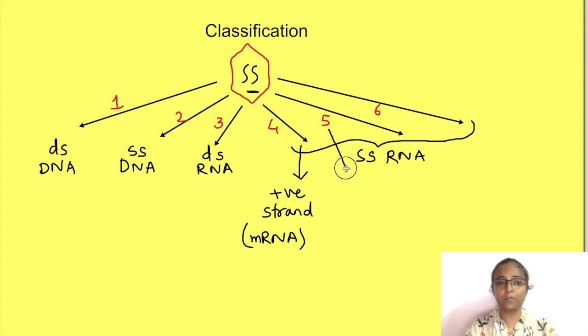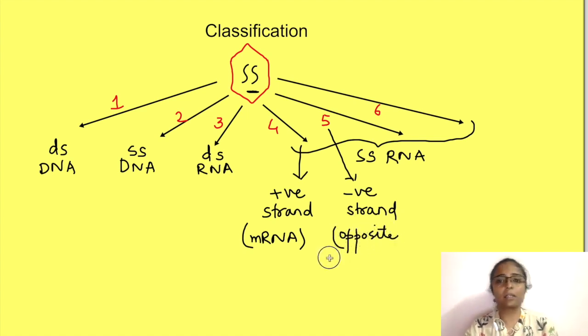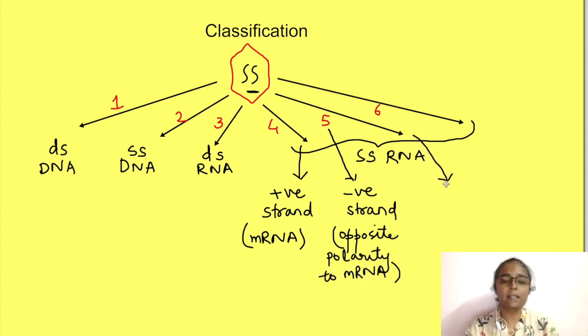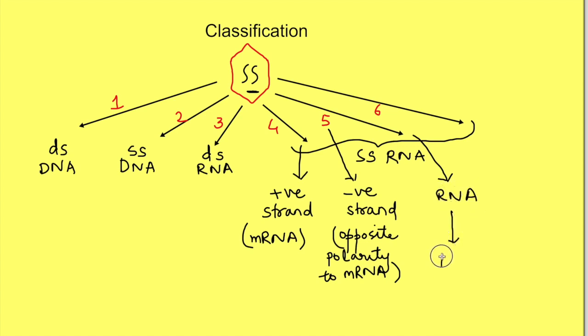While in the fifth class, the single-stranded RNA has opposite polarity to that of mRNA. So, these RNAs need to be first converted to positive sense RNA, which can then be translated to proteins. It is not direct translation. In the sixth class, single-stranded RNA viruses are there, but these viruses have the capability to synthesize DNA from their RNA since they possess an enzyme reverse transcriptase.